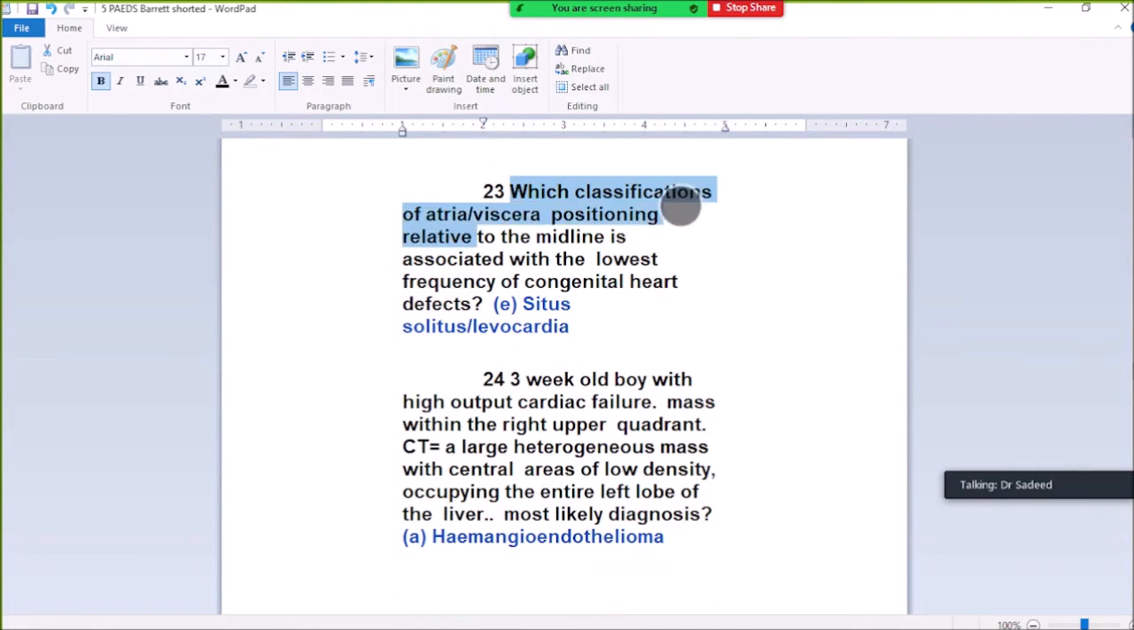23. Which classification of atrial situs positioning related to the midline is associated with the lowest frequency of congenital heart defect? Situs solitus or levocardia has the lowest incidence frequency of congenital heart defect. Situs solitus or levocardia.